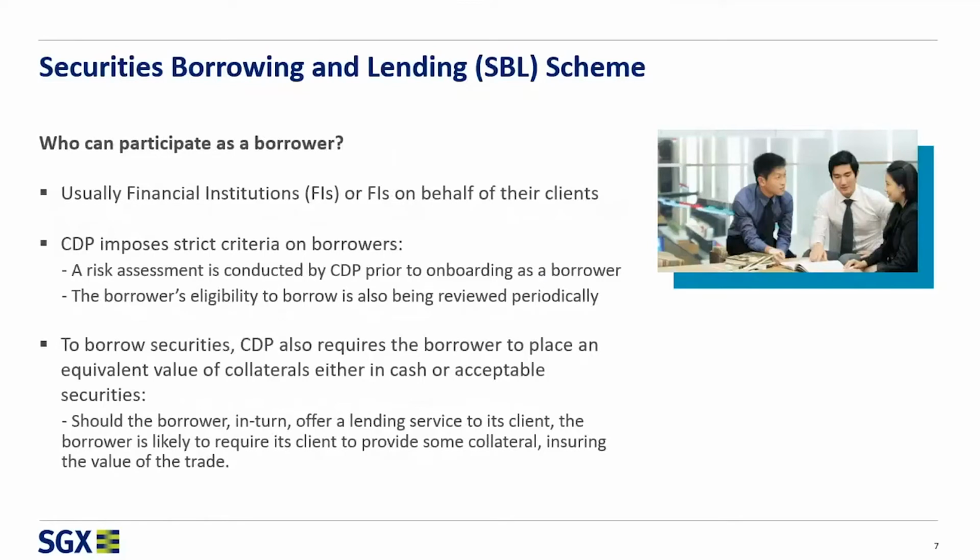Next, who can participate as a borrower first? Usually financial institutions on behalf of their clients. As an individual investor, you can't just walk up to CDP and say, hey, I want to borrow 1,000 shares of DBS, for example. You have to go through your bank or your broker in order to do this. CDP has strict criteria to assess every borrower, so not any financial institution can be a borrower. Usually it's the typical banks and brokers that are borrowers, and CDP will assess the eligibility periodically.